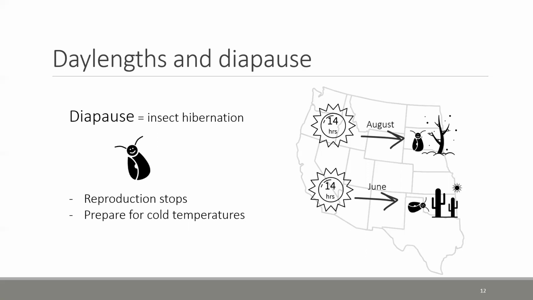So when beetles were originally released at these sites below the 30th parallel, they would get ready for winter at the 14-hour cue, but then it was June in Arizona and they experienced really high mortality, as you might be able to imagine.